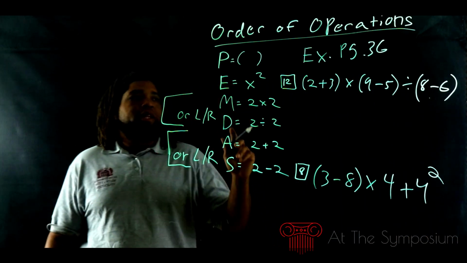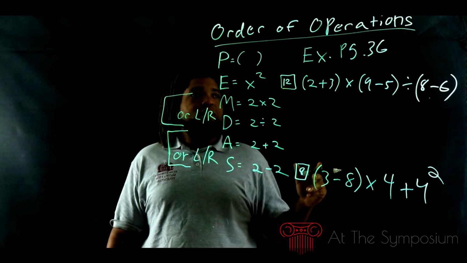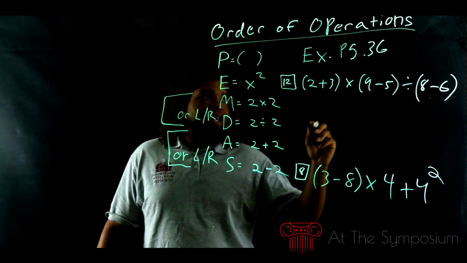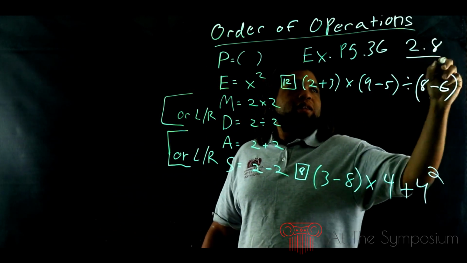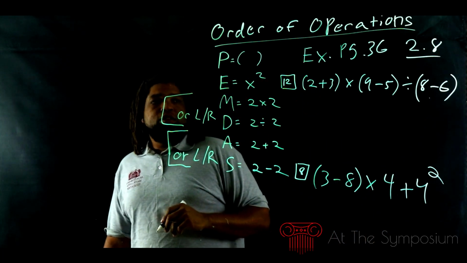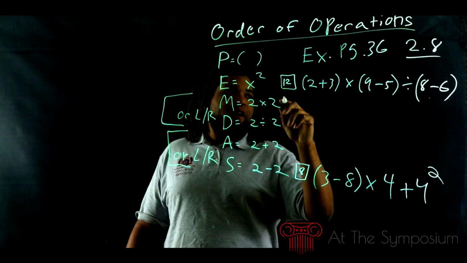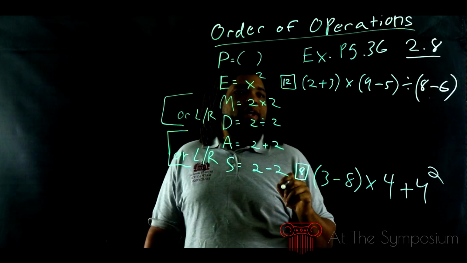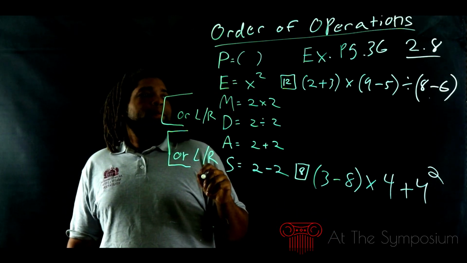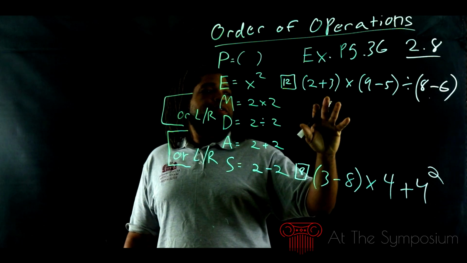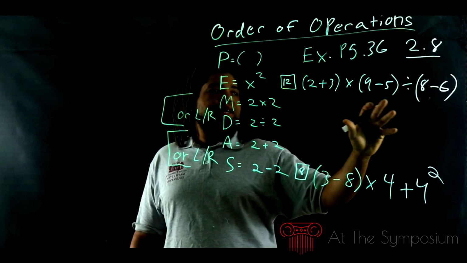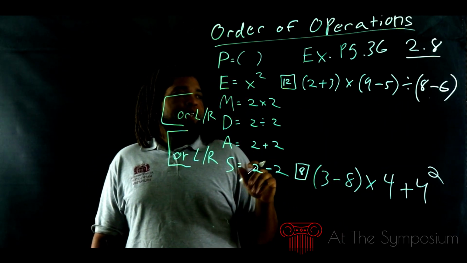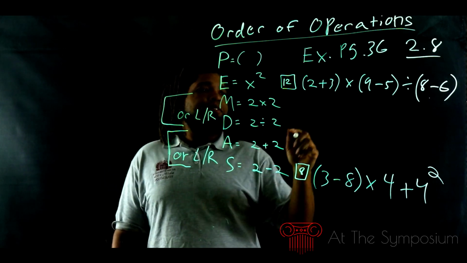So let's do number 12. Again, if you have the book or if you're interested in the book, these examples are coming from page 36, section 2.8, and the problems we're going to do are number 12, and then number 8. Number 12 is a problem where we have three sets of parentheses, and then we have multiplication and division. This is why I wanted to refer to this one. So the first thing we do is parentheses, right? So let's do our parentheses.